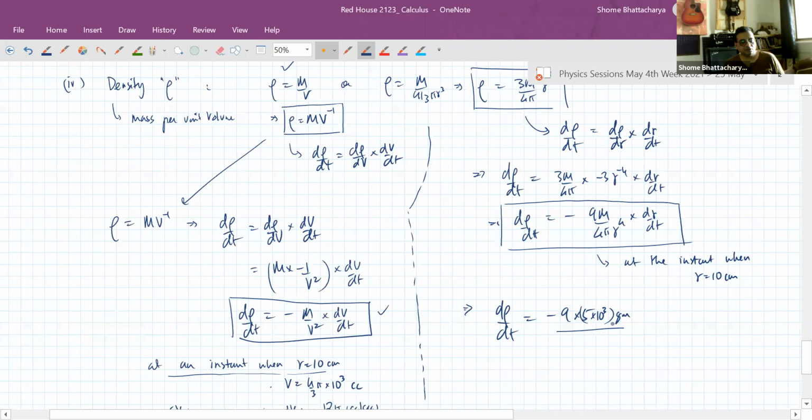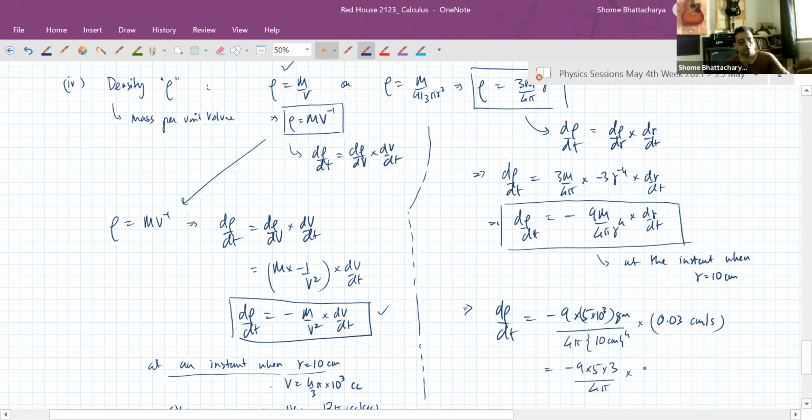All right. Now coming back to this. So mass is this much, 4 pi. Into the value of radius we are taking at that instant, which is 10 centimeters. So this will become 10 centimeters to the power 4 into dr by dt, which we take as 0.03 centimeters per second. At least the unit is checking out, you can see. So it is minus 9 into 5 into 3 divided by 4 pi.